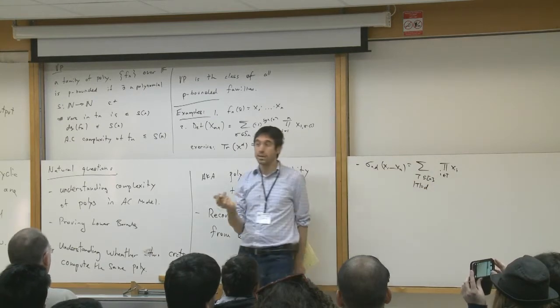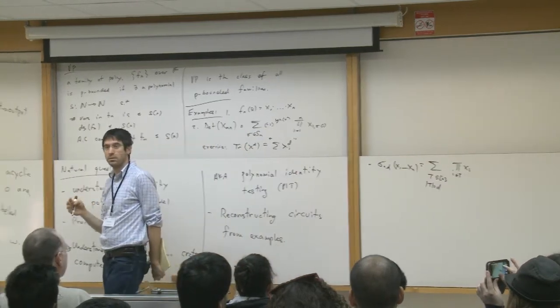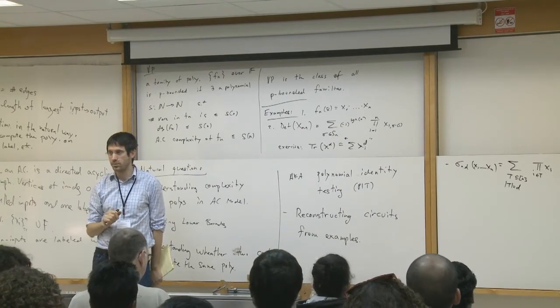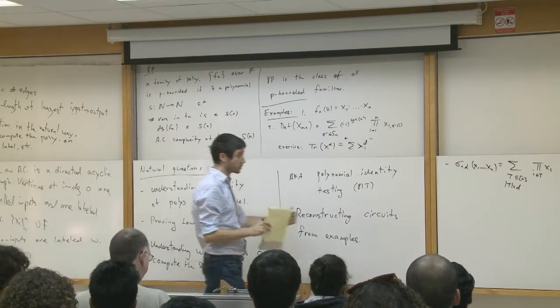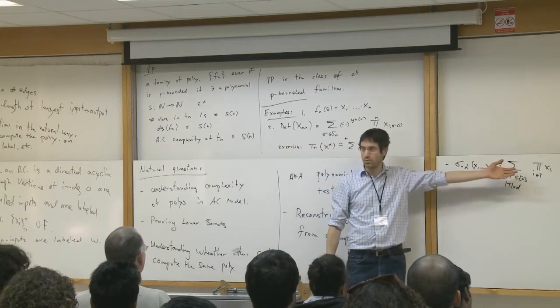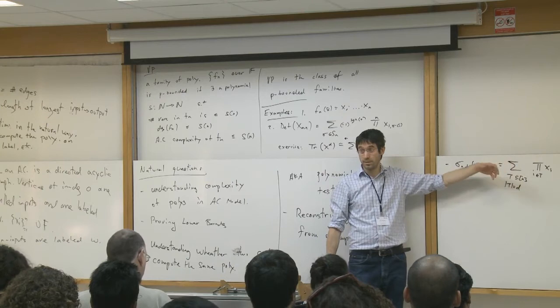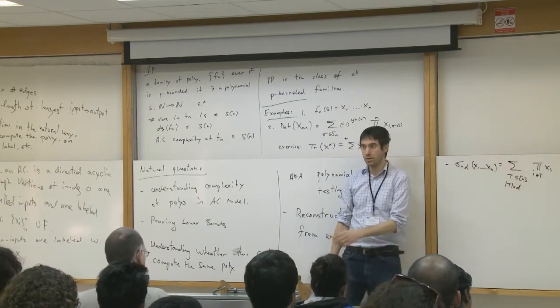You just take all multilinear monomials of size d in n variables. Okay, so this is a symmetric polynomial, and this polynomial too, if d is large, it has many monomials. Say if d is n over 2, then it has n choose n over 2 many monomials. But still, we have a very efficient way of computing it.